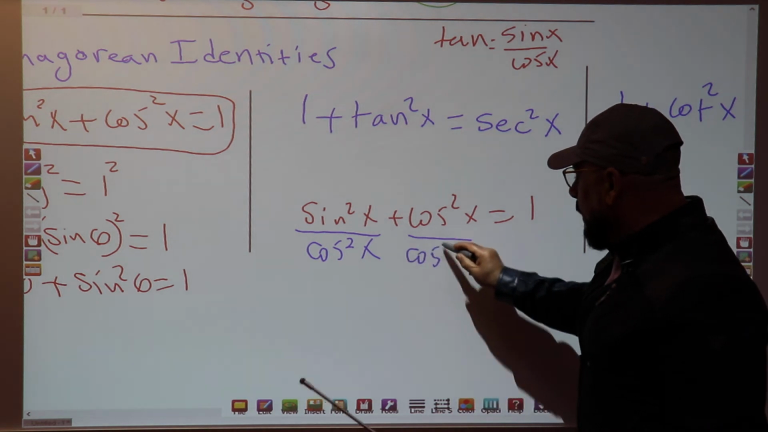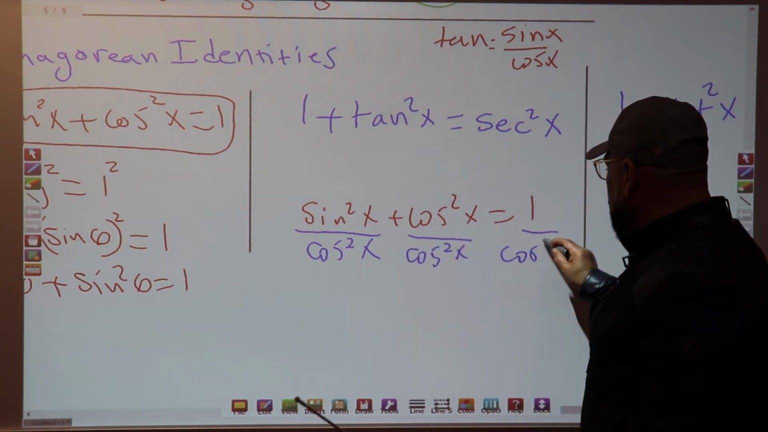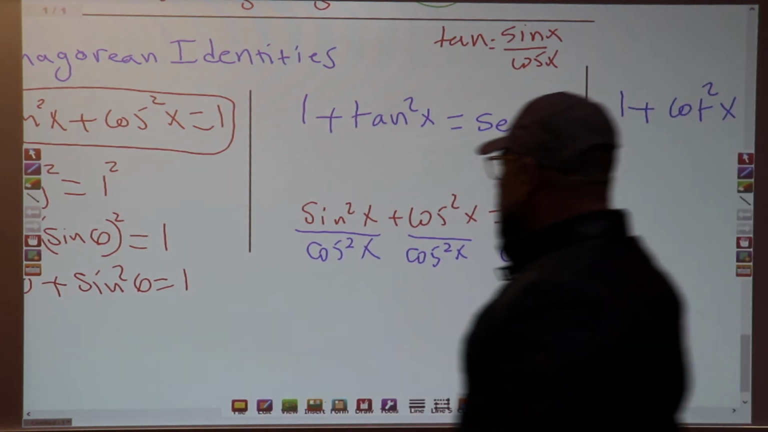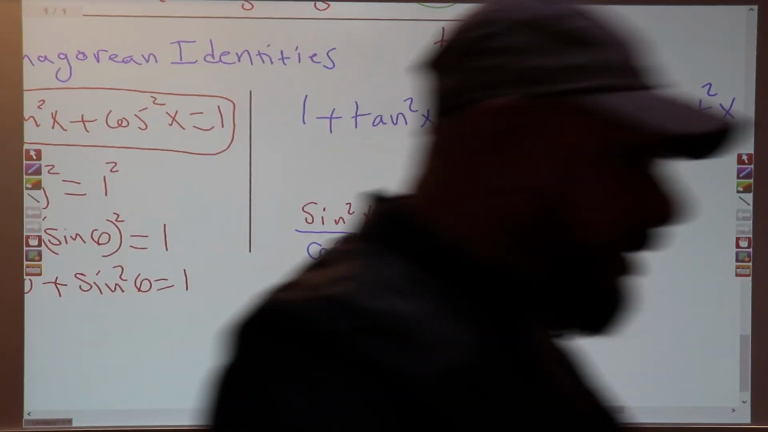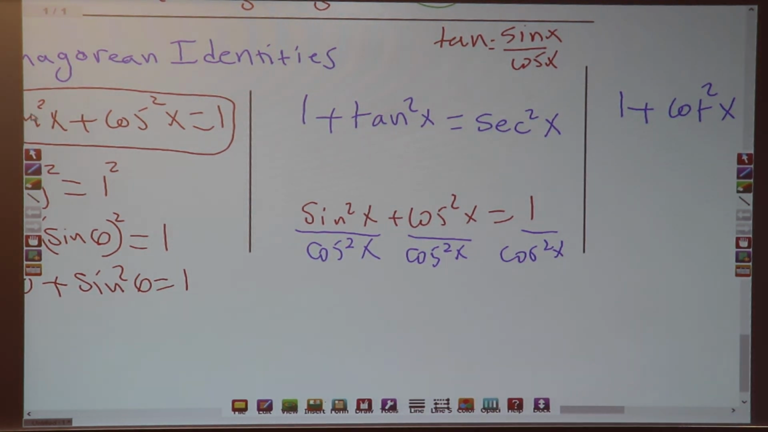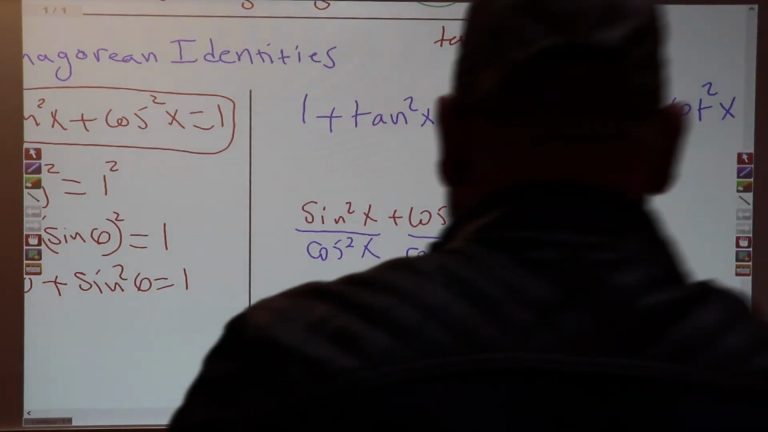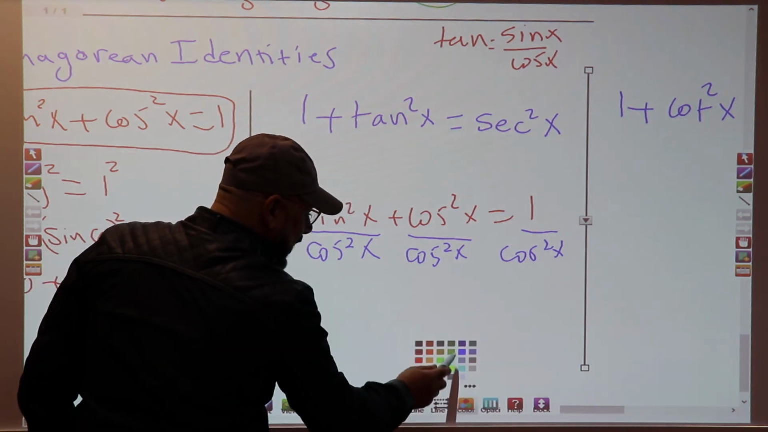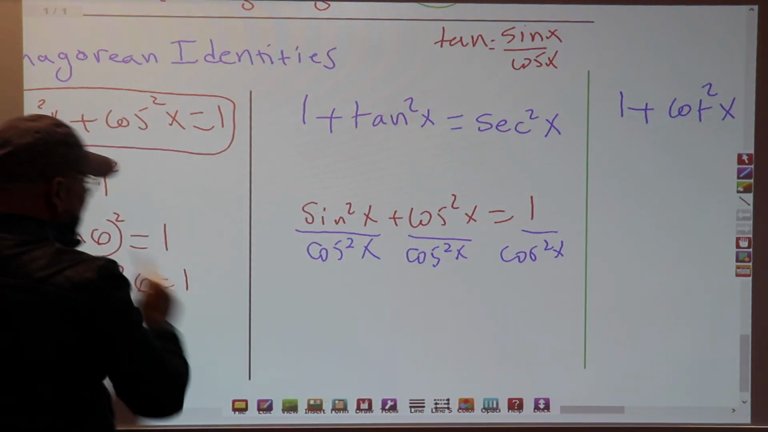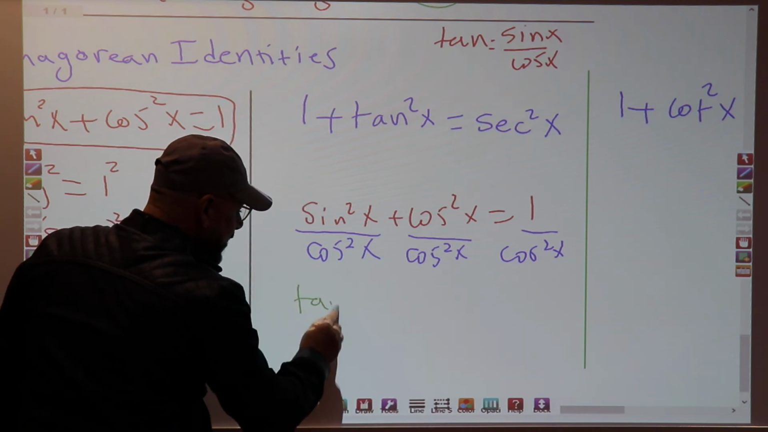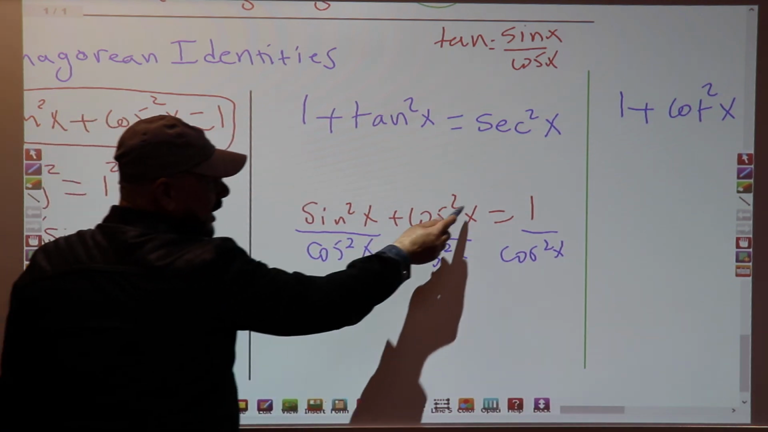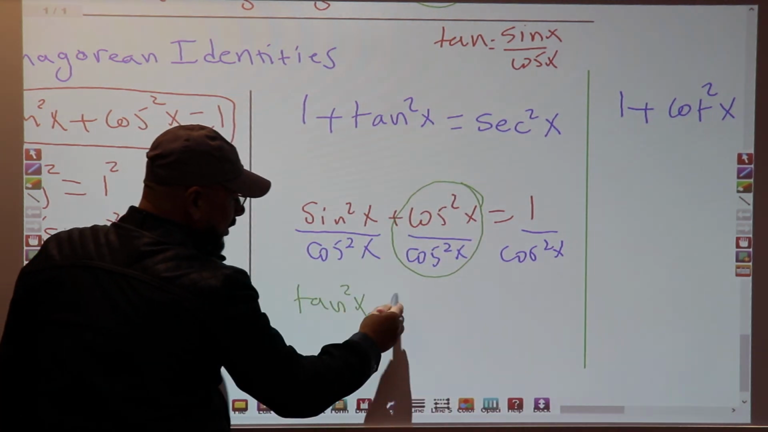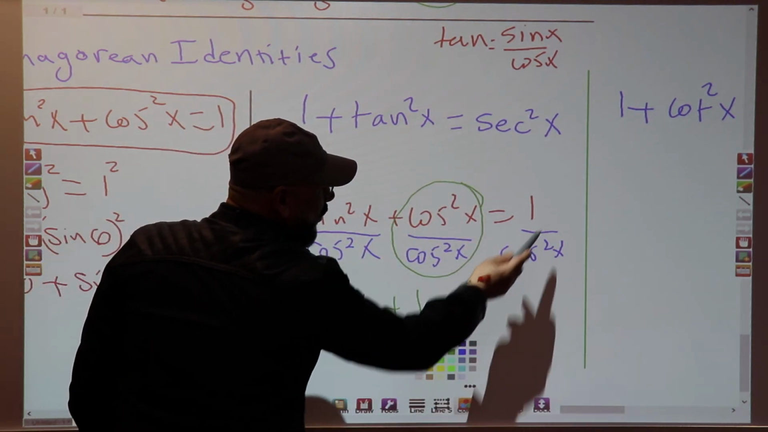You have to divide every one. Cosine square x, cosine square x. Now, what is sine over cosine? Tan. Say tan. What is sine over cosine? Tan. Good job. Then the first term here becomes tan squared x, right? And cosine square over cosine square is what? 1, right?